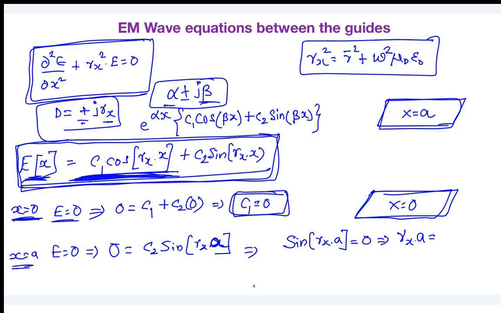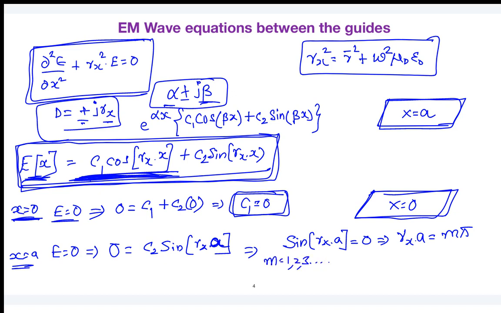Very good. It is m pi, where m can ideally start from 0, 1, 2, etc. But I will tell you, m basically stands for mode number here. In the case of a parallel plate waveguide, m equal to 0 doesn't have any meaning. I will give an explanation later. So here you can assume that m starts from 1.